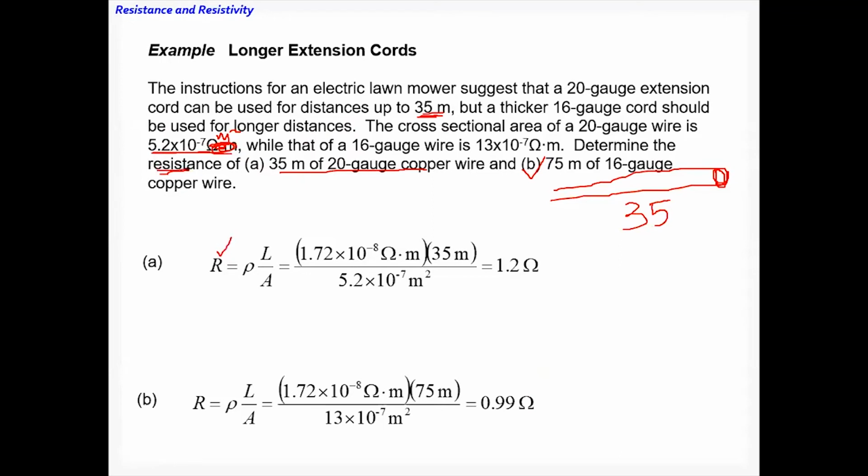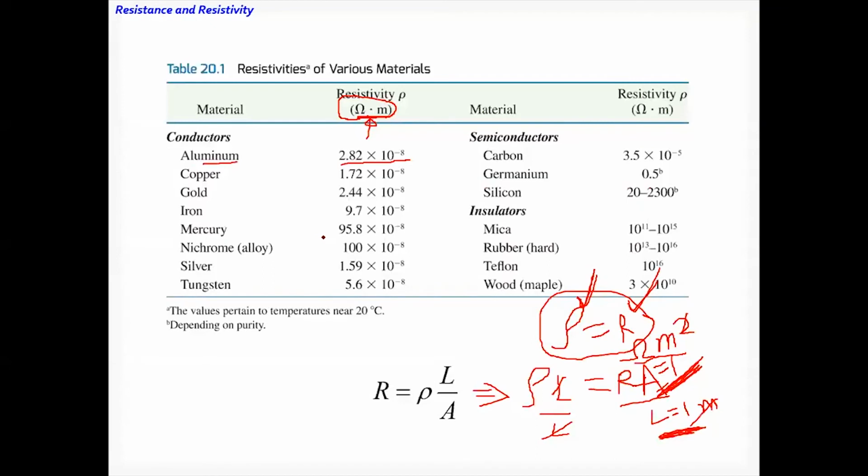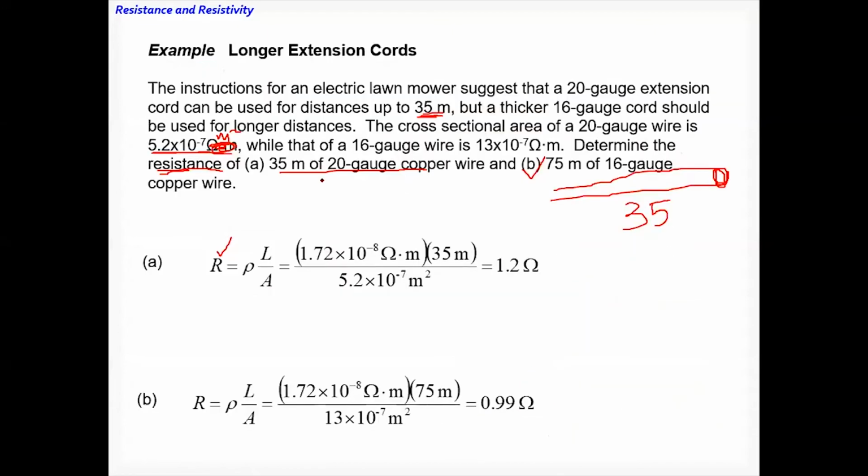What is the formula for resistance? Resistance equals rho L over A. What is the value of rho? It is constant. What is this made of? Copper, right? So we have to take the resistivity of copper, 1.72 times 10 to the negative 8. That's rho. Then multiply by L, which is 35, then divide by area, 5.2 times 10 to the negative 7. If you multiply and divide, you get 1.2 ohm.